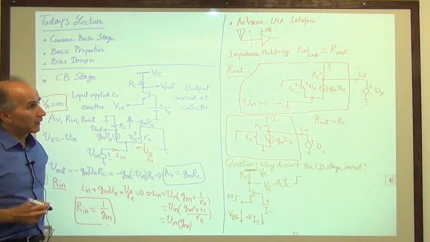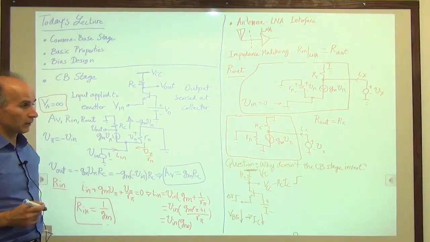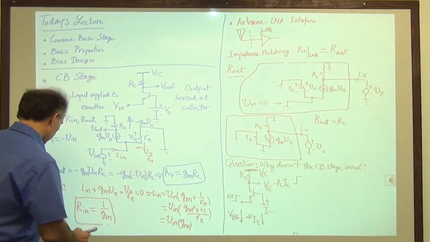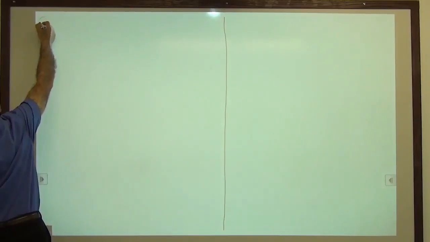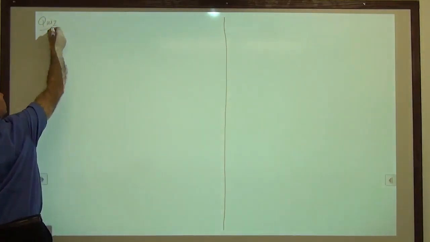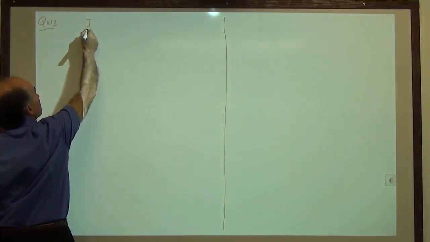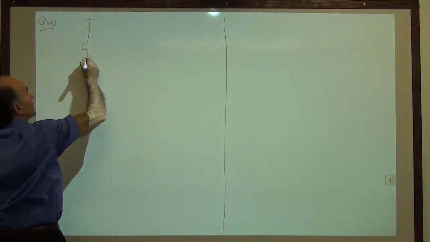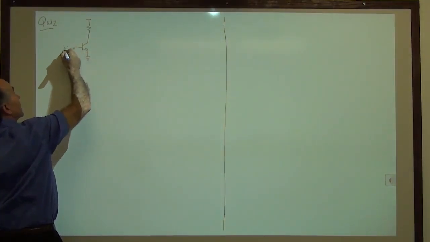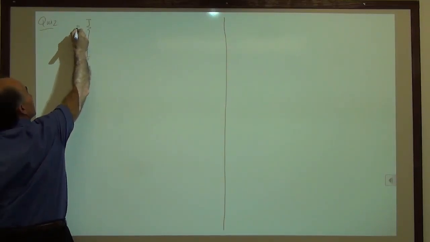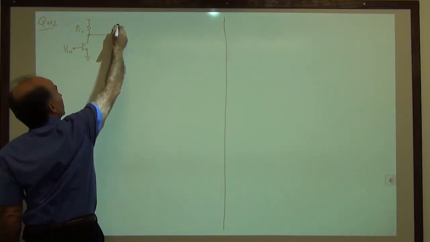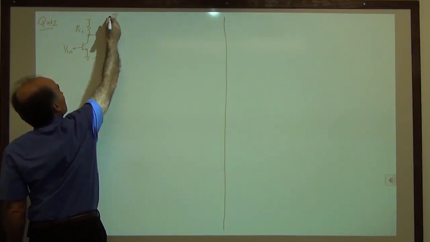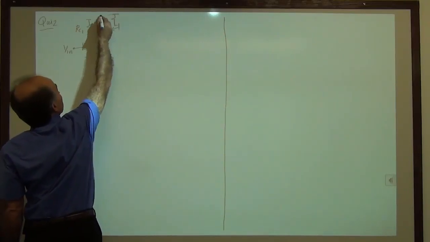In the next part, I will give you a quiz for the day. It's an interesting quiz. So let's go and add a page here. Look at a little circuit that I have cooked up. Here's the circuit that we have. We have a simple common emitter stage, V in, RC1. And then this goes to a common base stage, RC2.